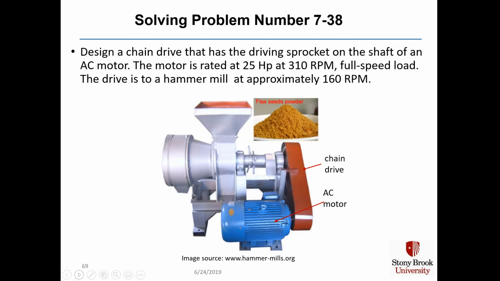So we're going to solve problem 7-38, which is to design a chain drive that has a driving sprocket on the shaft of an AC motor. The motor is rated 25 horsepower, 310 RPM, full speed load, and the drive is to a hammer mill at approximately 160 RPM. This should be a familiar problem because we solved it before for a V-belt drive. Now we're going to solve it for a chain drive.